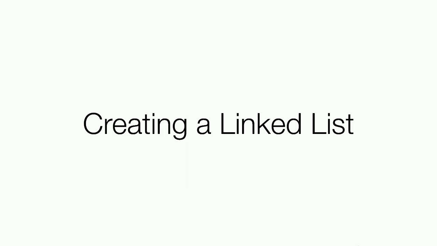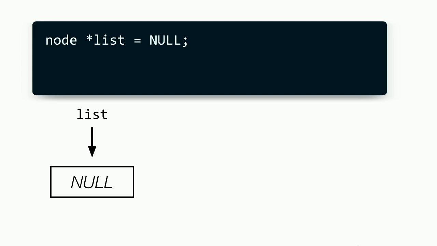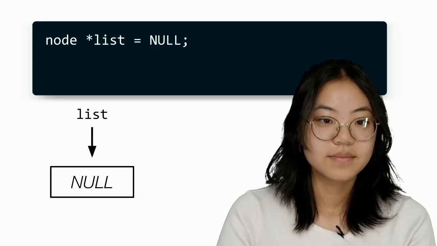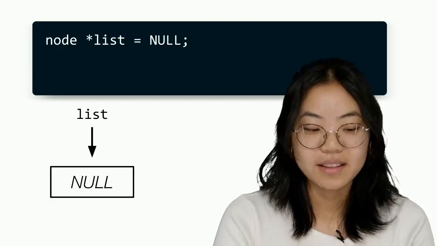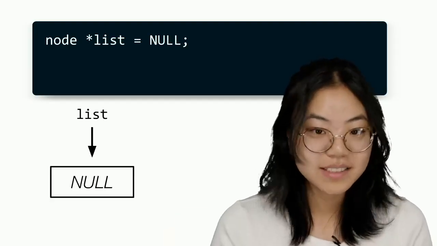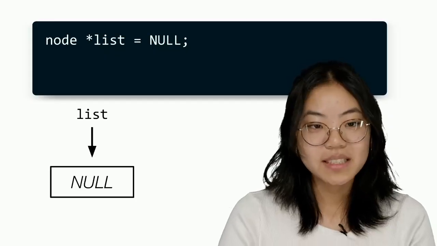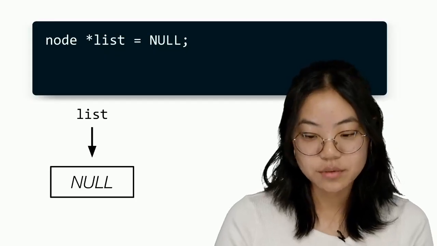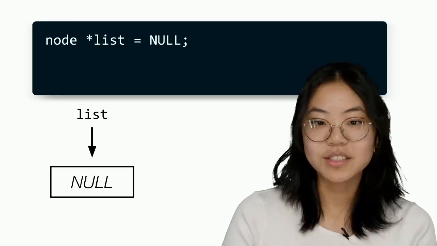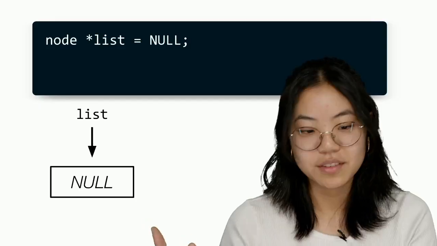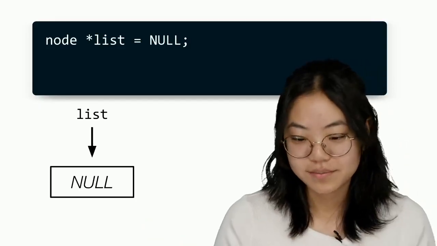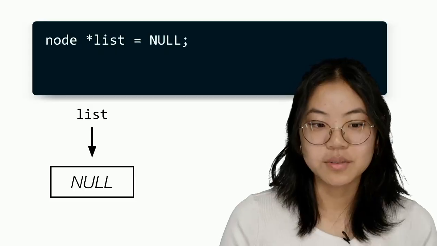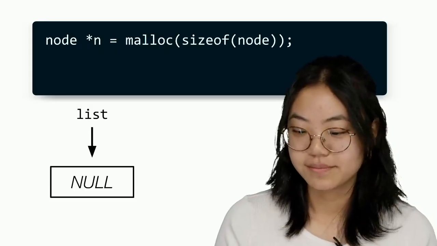Okay, so how do we go about creating a linked list? So we've created a node. How do we make this a list? So to start out with, we might have this list called list. And basically, we have a pointer to a node. And currently, it's just going to equal null. We haven't created any nodes yet. So it's going to point to null for now.